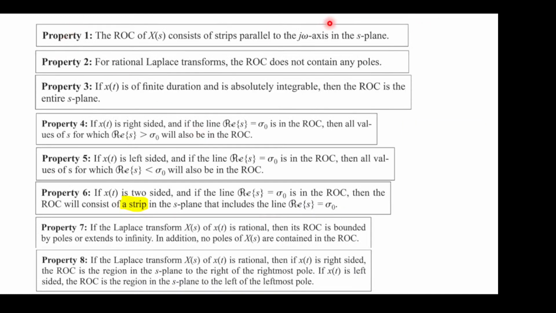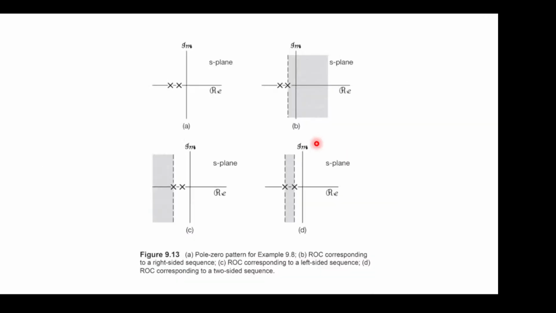So the ROCs are strips, and for a rational function, obviously the ROC doesn't contain poles because at the poles the transform is infinite. Then we have those four properties. If x is finite duration, then the ROC should be everywhere, because for finite duration you can analyze it and find that the integration always converges. If x of t is right-sided, then your ROC is also right-sided. For an example like this, it will extend to the right to infinity.